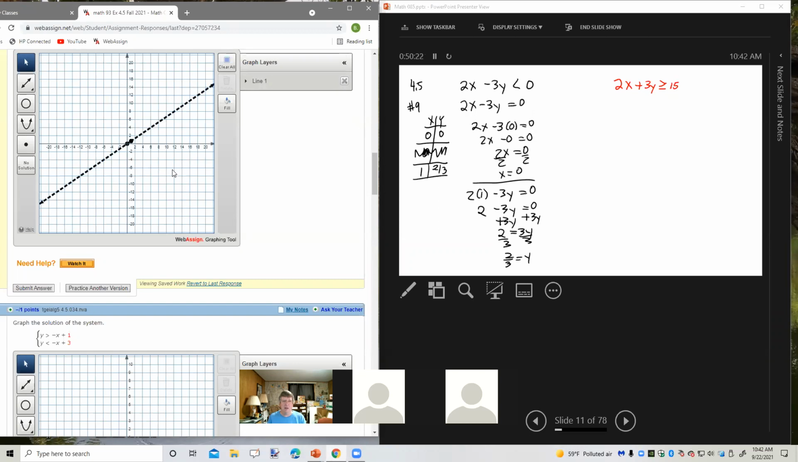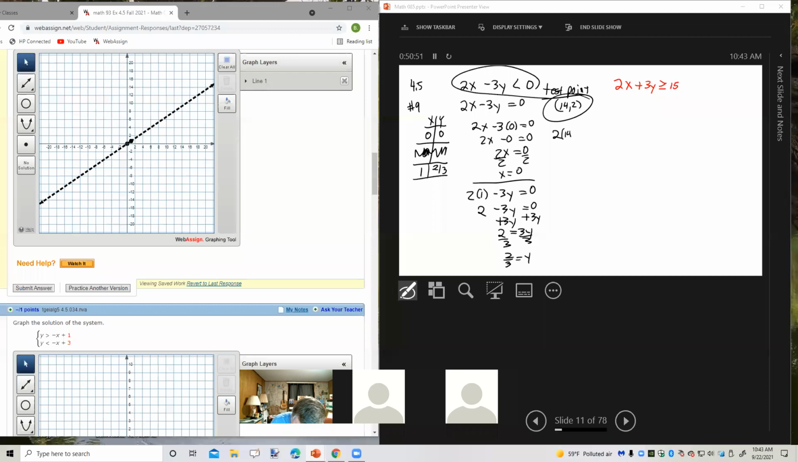All right, now I need to choose a test point on one side of the line or the other. Since this goes through 0, 0, I can't use that as a test point. How about let's use 14, 2. Okay, test point 14, 2.